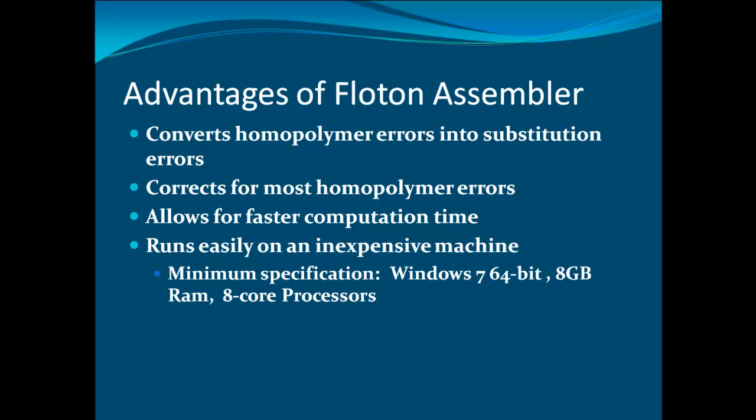There are several advantages to using the Floton Assembler. 1. It converts the homopolymer errors into substitution errors. 2. By doing so, it corrects for most homopolymer errors. 3. It allows for faster computation time of de novo assembly. And 4. It runs easily on an inexpensive machine. In this example, all data files from the 314, 316, and 318 chip were run on a laptop.